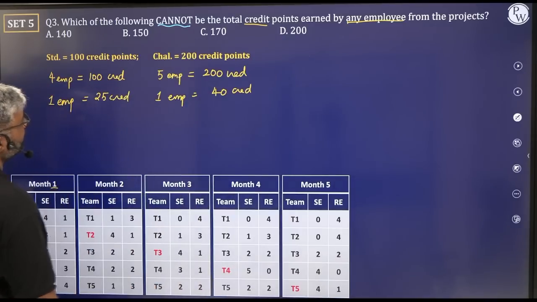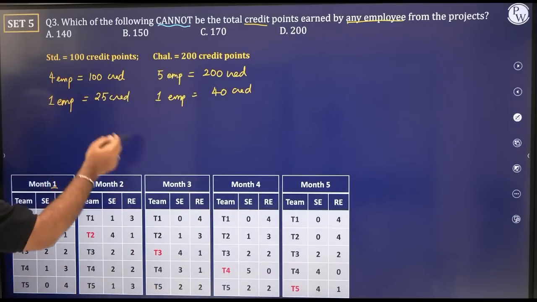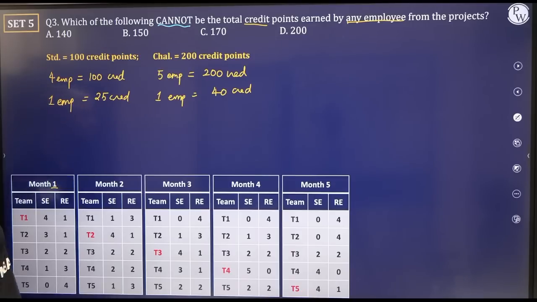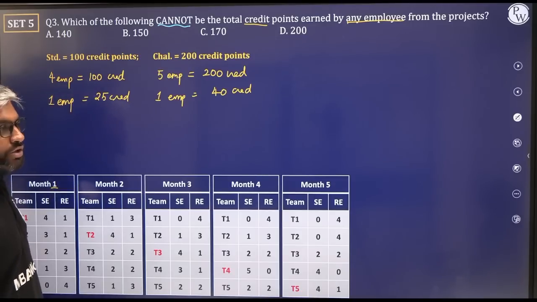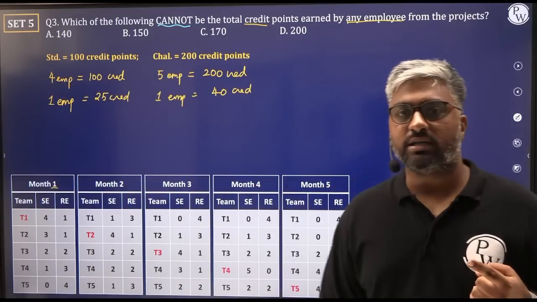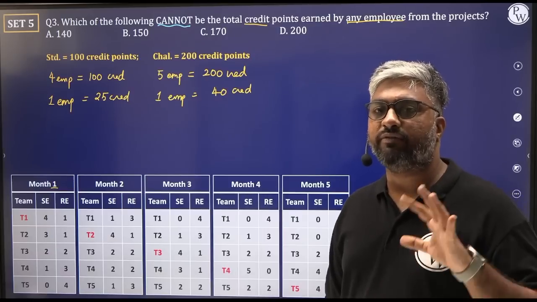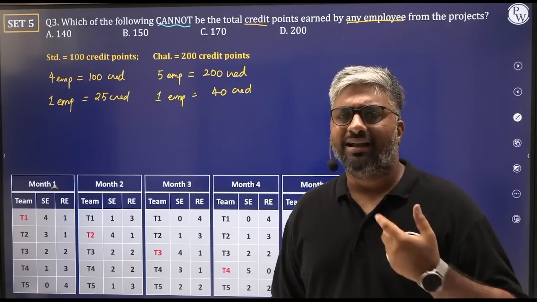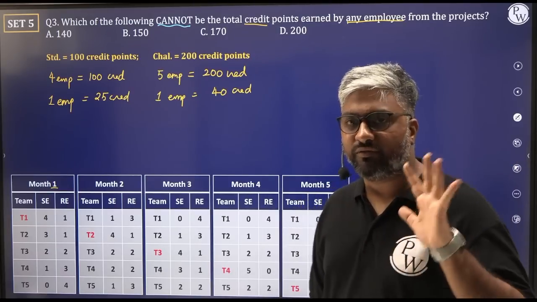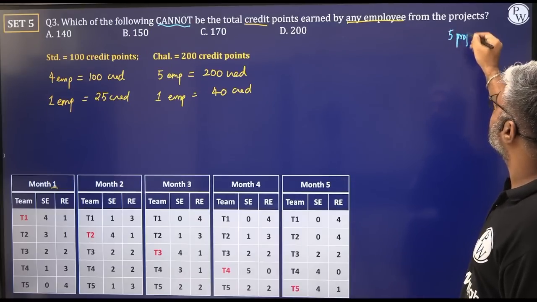So, if a particular employee works with a standard team, then he would get 25 credit points. We know that a particular employee probably works in 5 teams, or rather 5 projects. Forget about teams. Let's talk about projects. Each employee works for 5 projects.